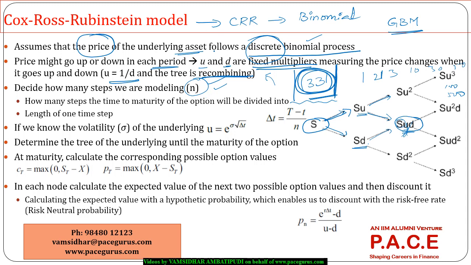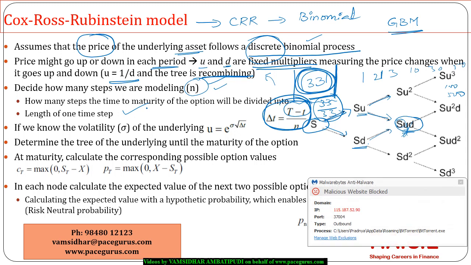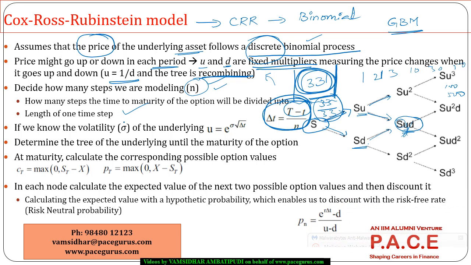I really need to understand how many divisions I need to break the time to maturity into. This is where I understand the length of each step. The total time to maturity is 33, and depending on the number of periods I want to break it into, let's say 33 periods, the size of each period is 1. So I'll be able to get the length of each time step through this process. This is one more thing I need as an input.